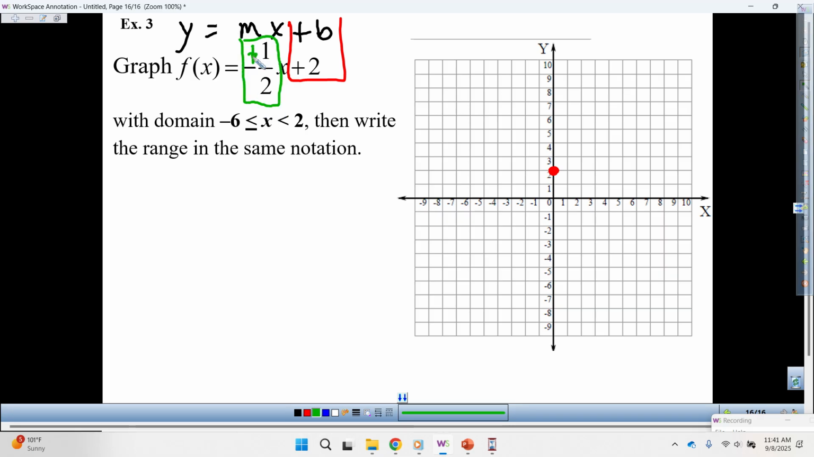That means one step down and 2 to the right. So we go one step down, 2 to the right, plot your point, do it again. One step down, 2 to the right, plot your point, do it again. One step down, 2 to the right, plot your point, graph your line.